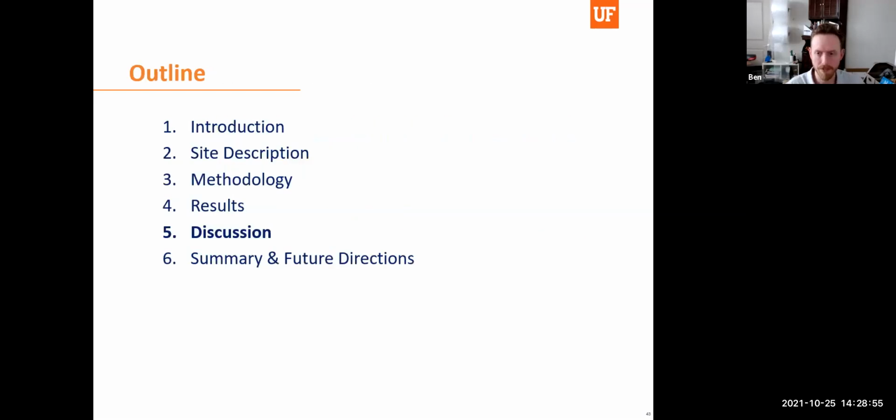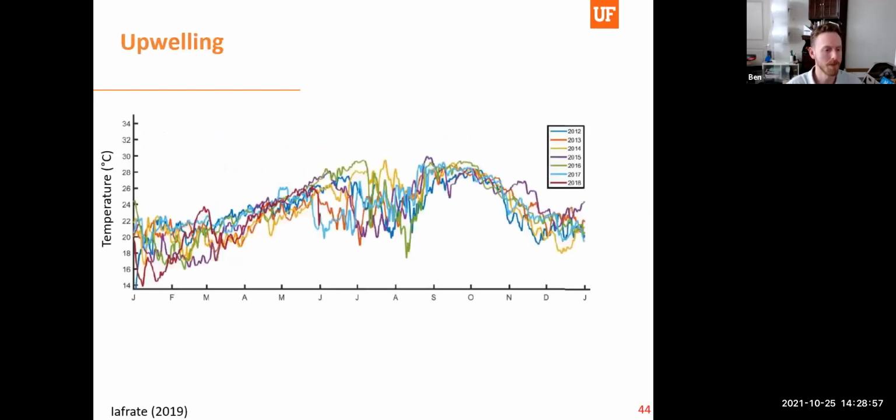And then just a brief discussion. This region, in a study by Eutrophic in 2019, which correlated with our samplings, showed distinct upwelling events happening in the summertime, as you can see here from July, August, and September.